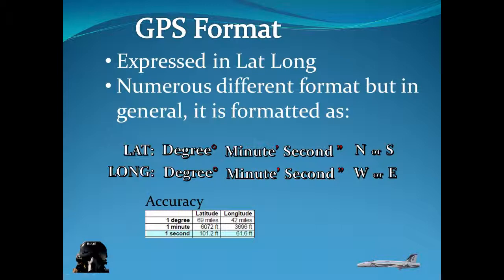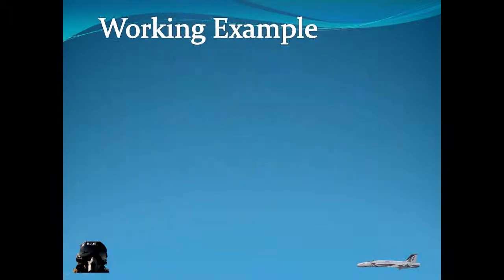Now, one thing to take note of is the approximate accuracy of 1 degree, 1 minute, 1 second. A 1 second difference is 100 feet in latitude and 60 feet in longitude. You may think, oh, that's not very precise. But once you start seeing the coordinates, they have decimals after the seconds. That means that 0.1 second equates to 10 feet, whereas 0.1 second in longitude equals 6 feet. And any 0.01 second is 1 foot and 0.6 feet. So it can get pretty precise.